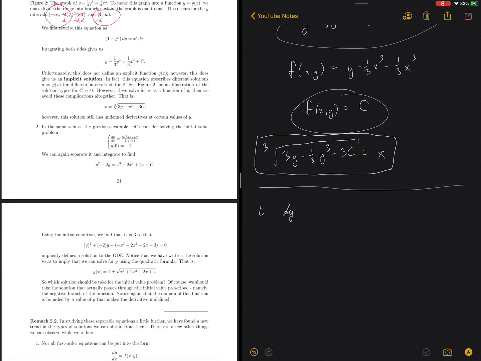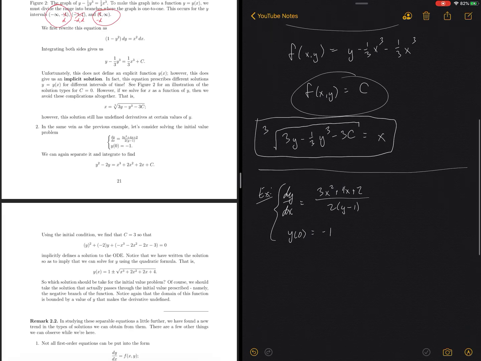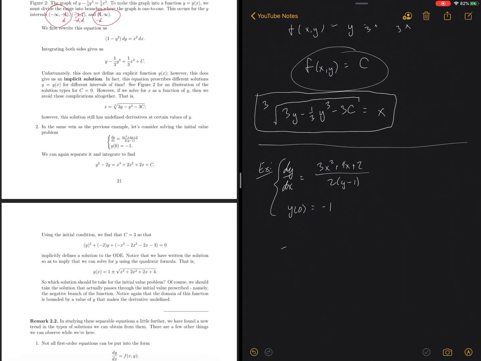So in the same vein as this previous example, let's talk about what happens if we employ an initial condition. So let's do this. A new example, dy/dx is (3x squared plus 4x plus 2) over (2y minus 1). And I'll give it the initial condition y of 0 equals minus 1. Okay. Now, again, let's go ahead and separate variables. So I'll put (2y minus 1) dy equals (3x squared plus 4x plus 2) dx.